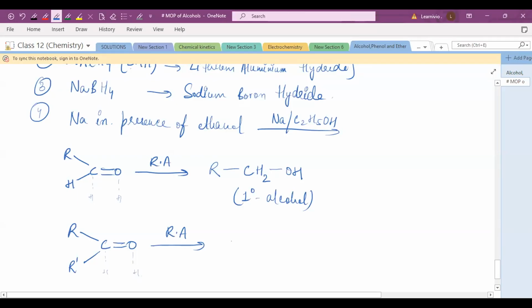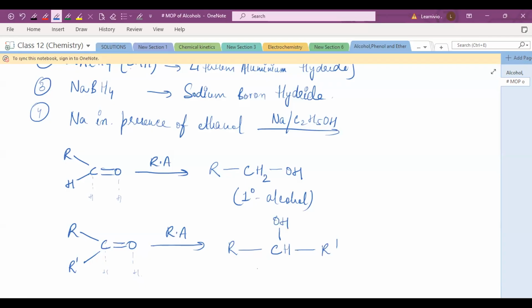So in this type, how can you write it? Here R, this carbon will get hydrogen, and again the other R', and here an OH group is there. Now in this case, the reduction of ketone will give you secondary alcohol.